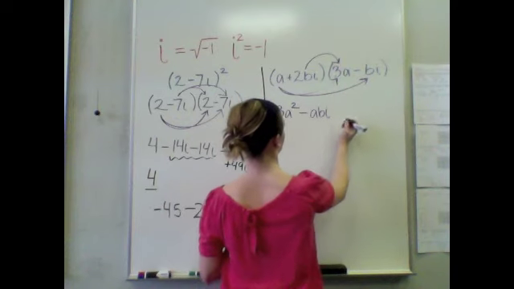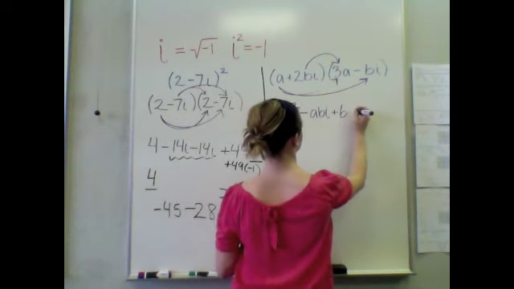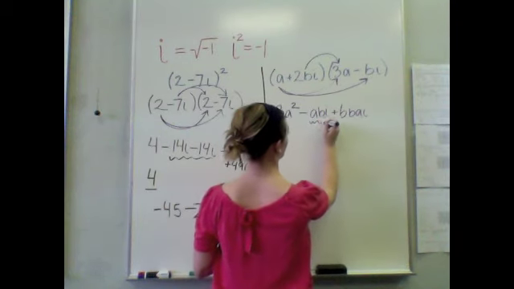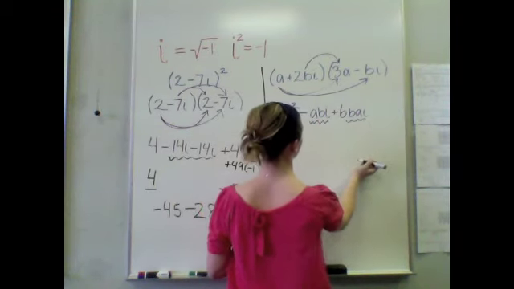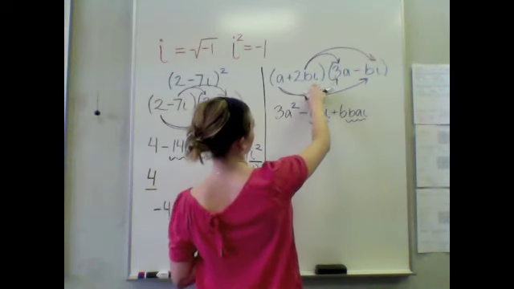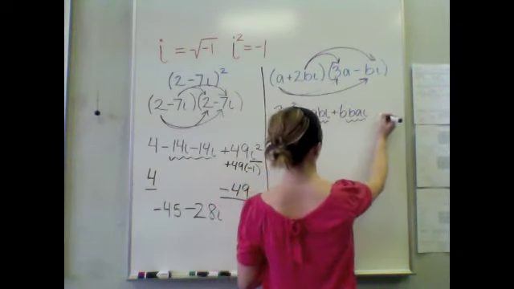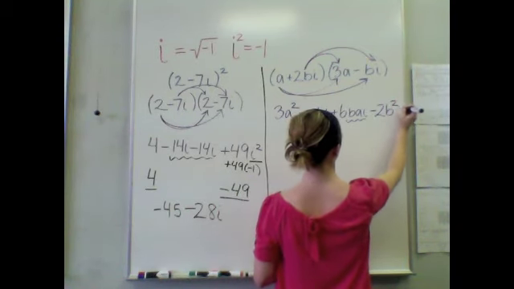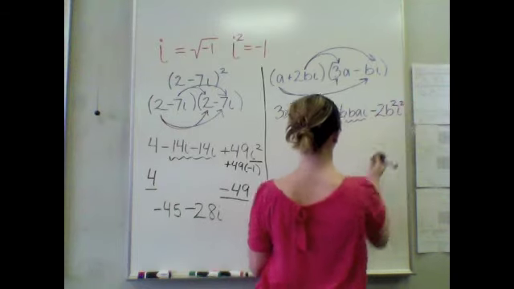2bi times 3a, that'll give me plus 6bai. It's important to recognize abi and bai are the same thing. Lastly, we have plus 2bi times minus bi multiplied together to give me minus 2. The b is being squared and the i is being squared.